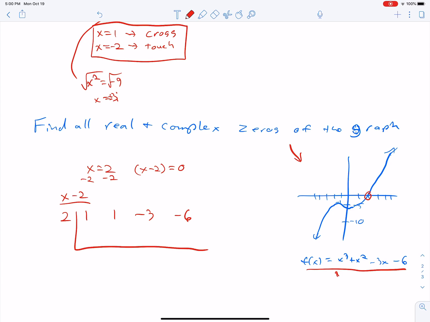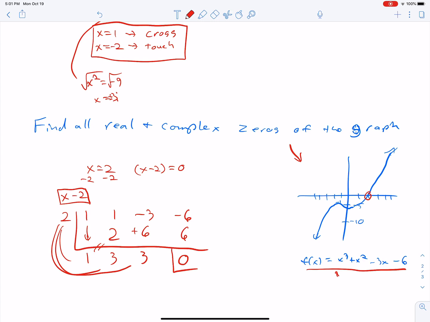So now we're going to use our synthetic division process. We bring the 1 down, we multiply 2 times 1, that becomes 2. Add that together is 3. 2 times 3 is 6. Add that together, we get another 3. And 2 times 3 is 6. When we add that together, we end up with 0. So again, our remainder is 0, so we know x minus 2 is one of our factors.